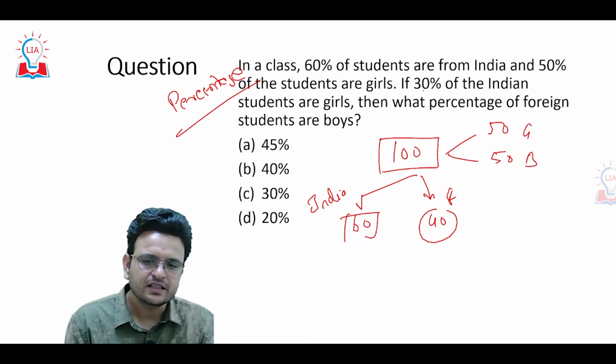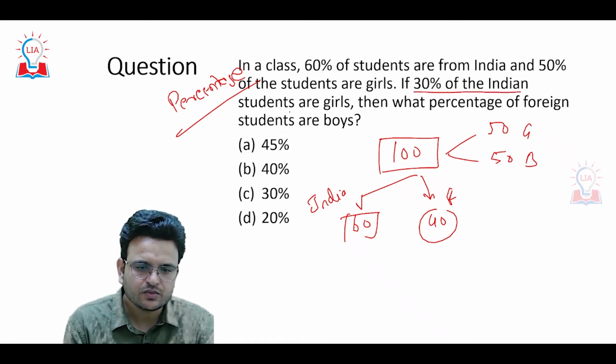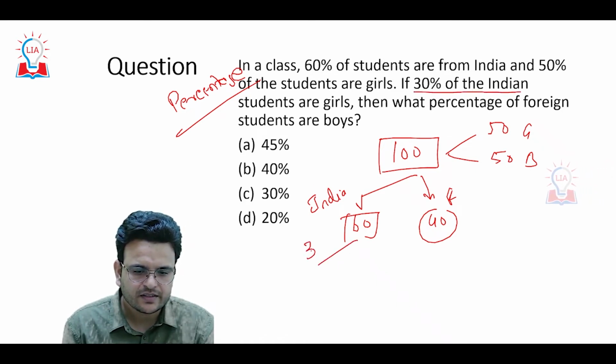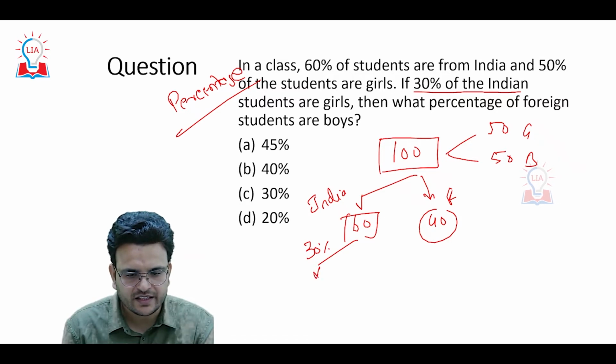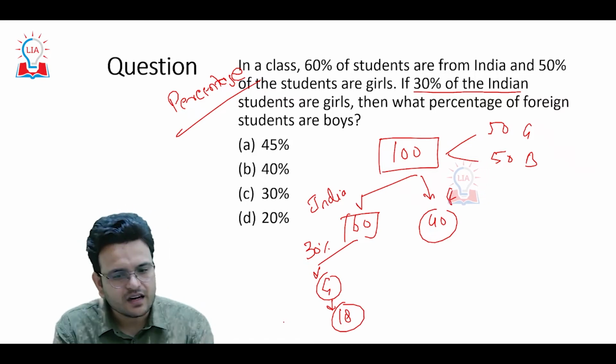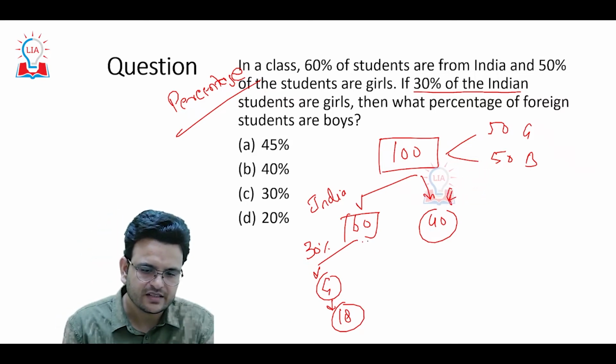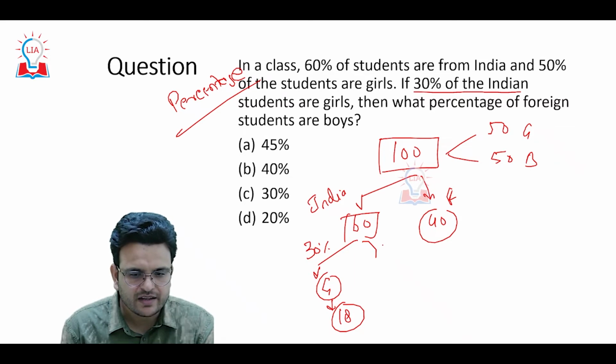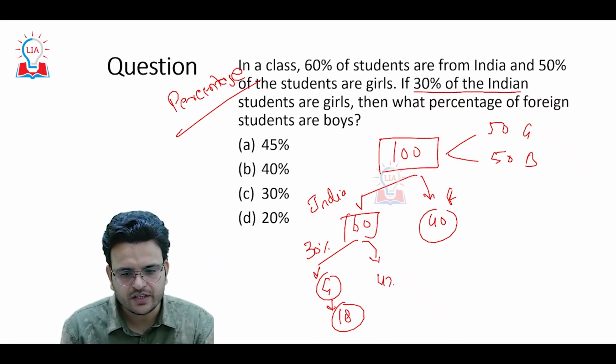Second thing is 30% of Indian students are girls. 30% of 60 will be 18. So 18 girls are Indian. Then we can say that okay, 60 minus 18, it becomes 42.